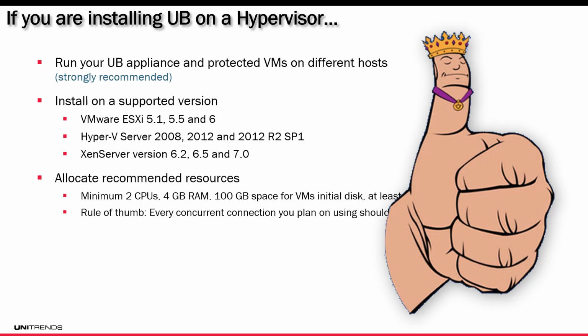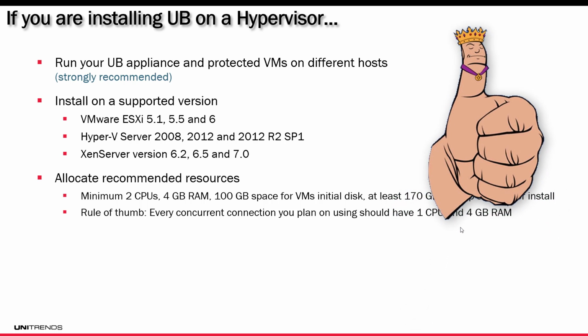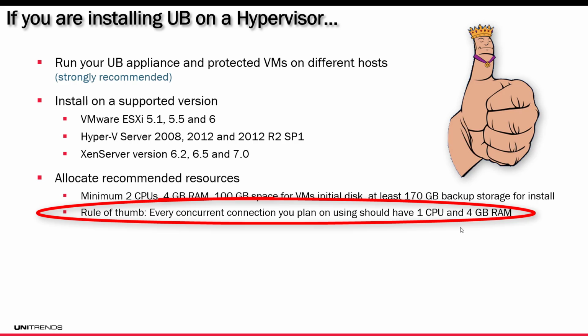Now, there's also a rule of thumb you want to follow. For every concurrent connection you plan on using on your virtual appliance, you should have 1 CPU and 4 gigabytes of RAM. Our default concurrent connections is set up for 10, so you should have more CPU and more RAM than our default of 2 and 4. So either make sure you go into the UI and lower your concurrent connections, or give it more processor and memory when you deploy your first virtual appliance to match your 10 concurrent connections.